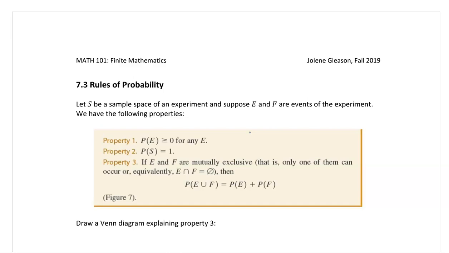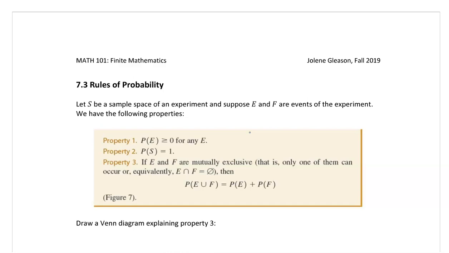Property 2 says the probability of the sample space is 1. That's just saying that the probability that the outcome is going to fall within the sample space is 100%. That seems kind of obvious too: if our sample space is complete, the set of all possible outcomes, then the probability is 1, right?